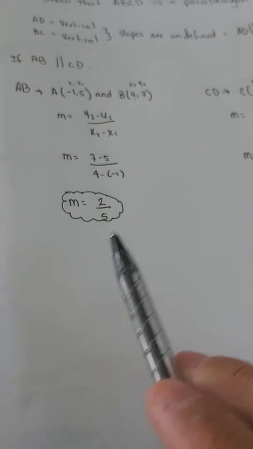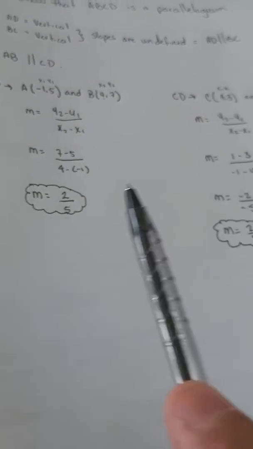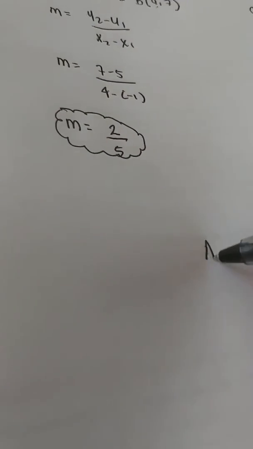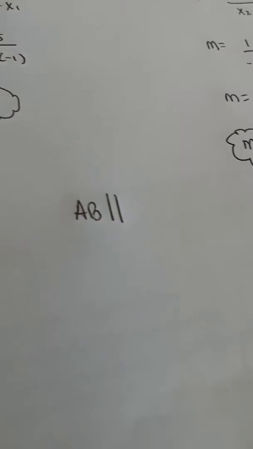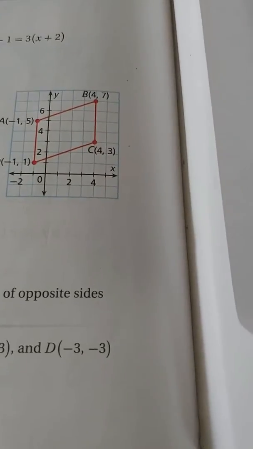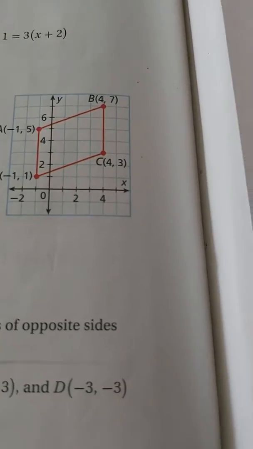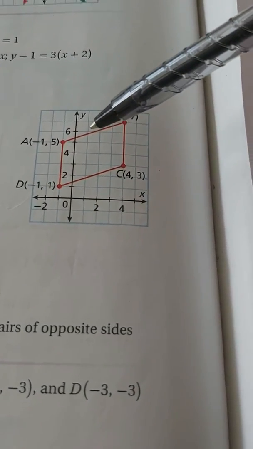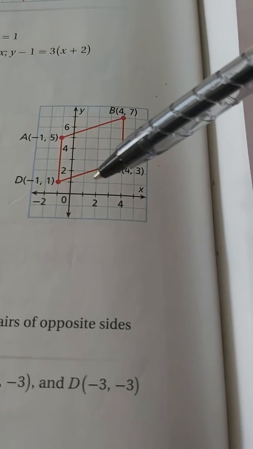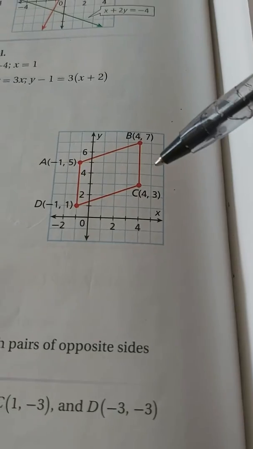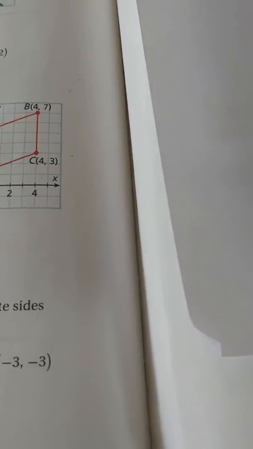Now, notice that the slope for AB is equal to the slope of CD. So we can say that AB is parallel to CD. Okay? And remember, by definition, a parallelogram is a quadrilateral with two pairs of parallel lines. So in this case, AB is parallel to CD, AD is parallel to BC. So we have two pairs of parallel lines.